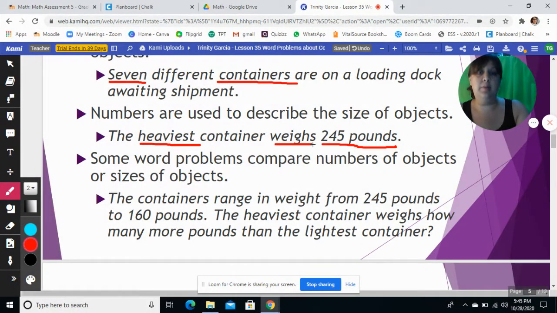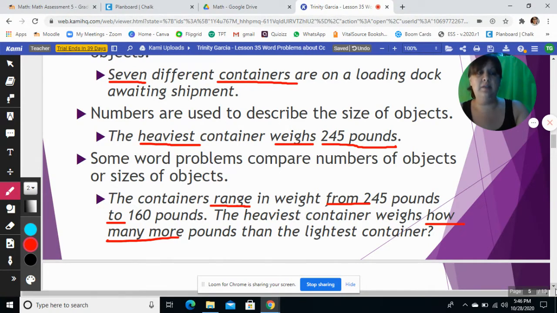And some word problems compare numbers of objects or sizes of objects. So the containers range in weight. Here we have a comparing word, range in weight from, another good comparing word, 245 pounds to, another comparing word, 160 pounds. The heaviest container weighs how many more? It's asking us how many more, so we're going to compare them. How many more pounds than the lightest container?